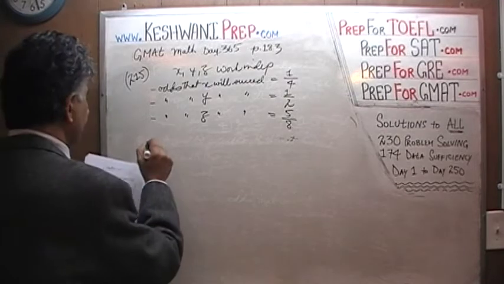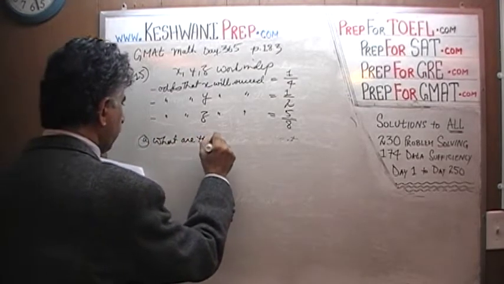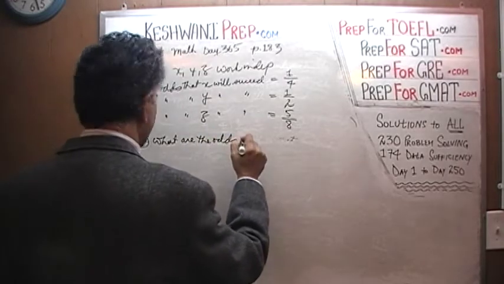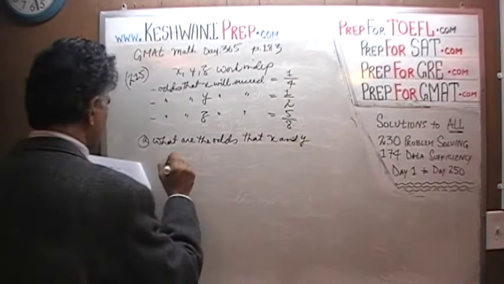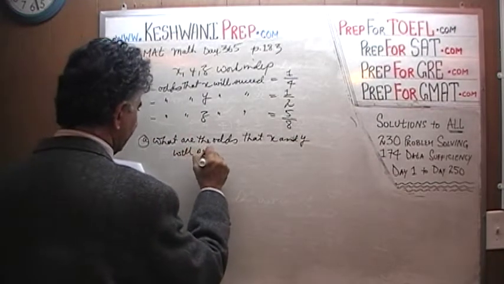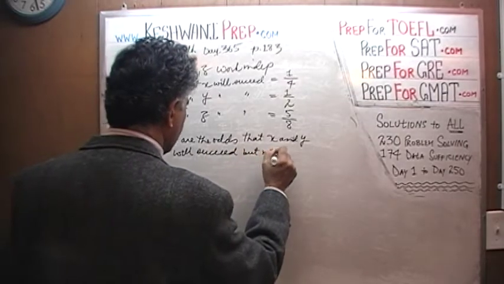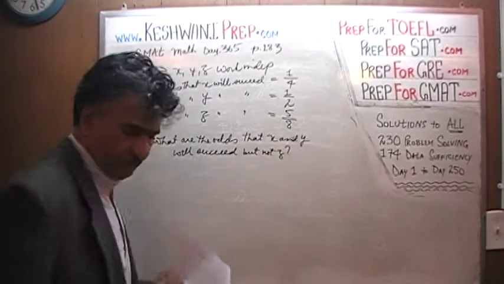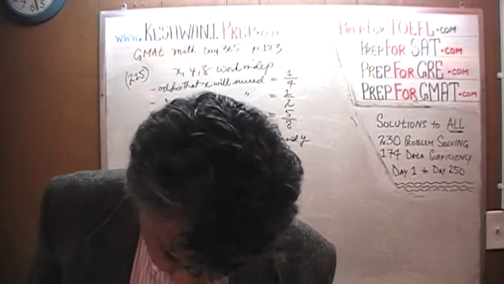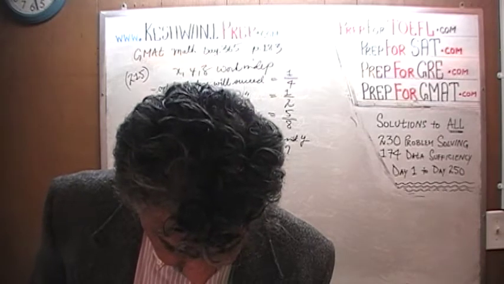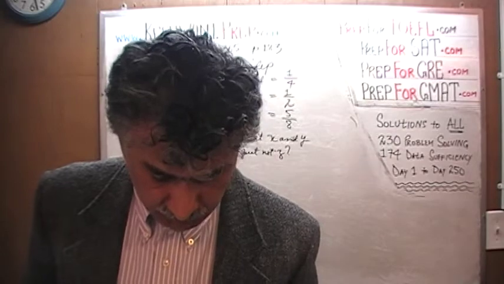What are the odds that X and Y will succeed, but not Z? Is that what the book is asking? Because this is exactly, but not Z, that's right. What's the probability that Xavier and Yvonne will succeed, but not Zelda?